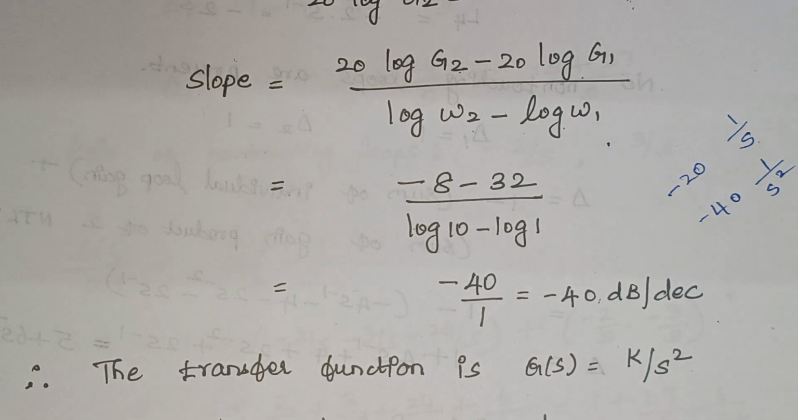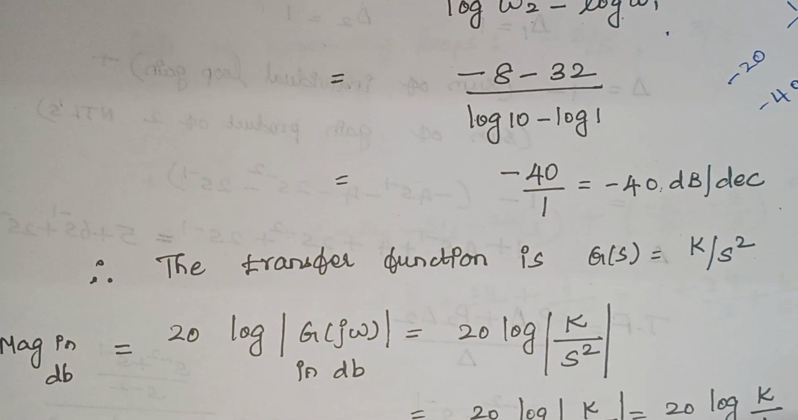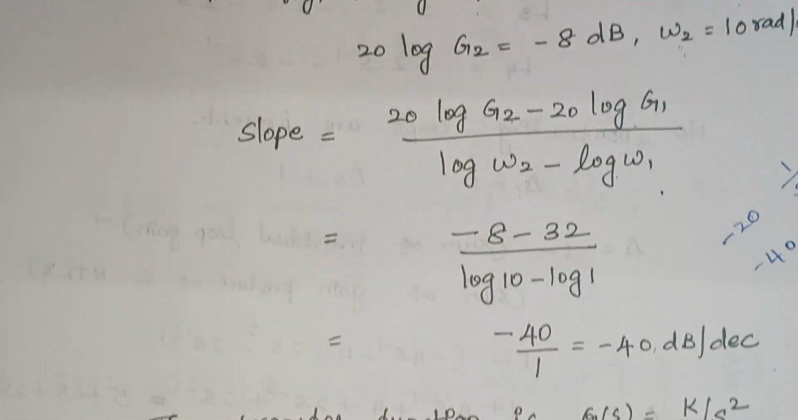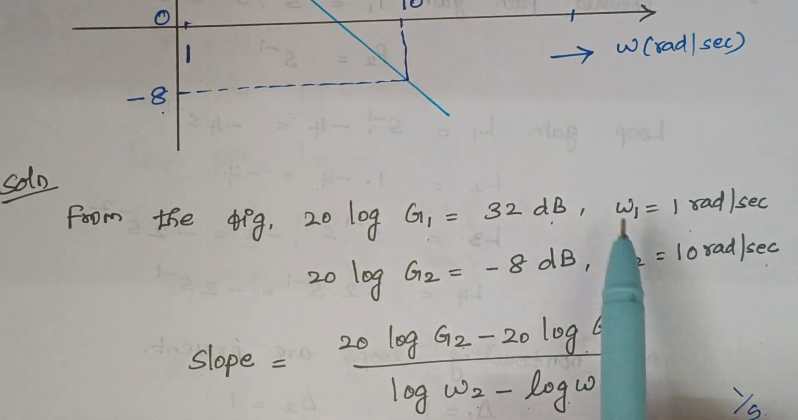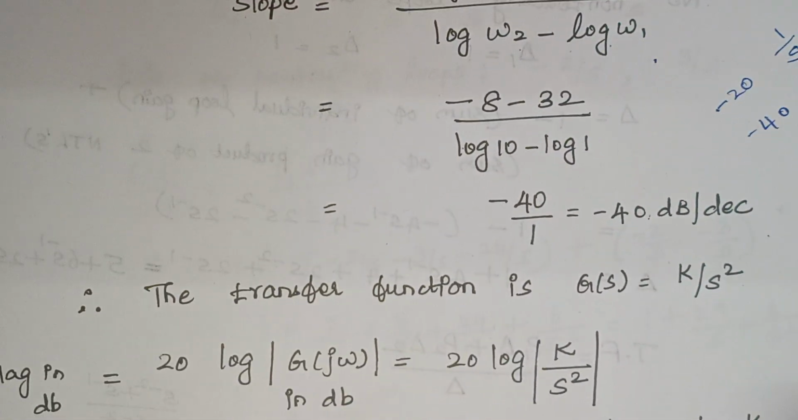How to calculate the value of k? Again, we consider the magnitude, which is generally represented as 20 log of G(j omega) in decibels. Here the transfer function is k by s square, so in place of s we substitute the value of omega. We know two values of omega, omega equal to 1 and omega equal to 10. Initially I am considering omega value as 1.